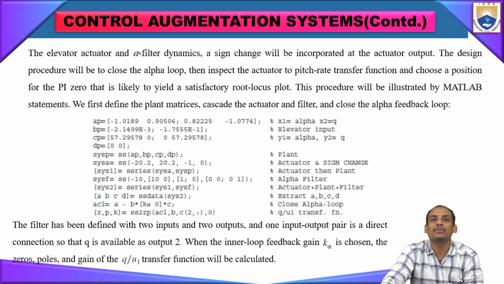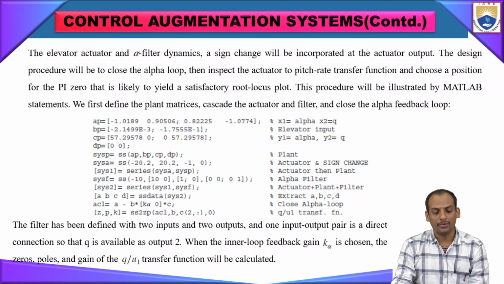That way of turning also depends on how much turn has been taken from the previous control inputs only. So the design procedure looks like an alpha loop, and we intersect the actuator to pitch rate transfer function to choose the position for PI. PI is the particular integrator value that will be the 0, and likely that yields a satisfactory root locus plot. Previously we did the root locus plot with conventional calculation only, but now we are giving a MATLAB program here, which is for making that plot.